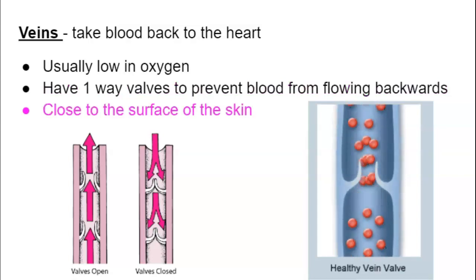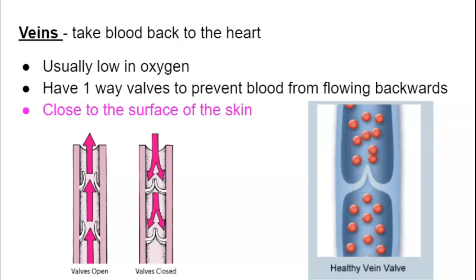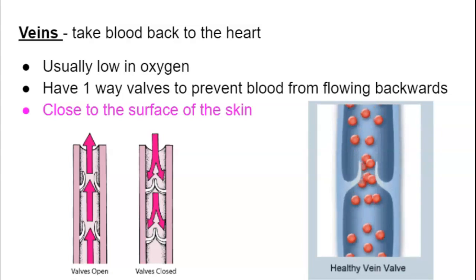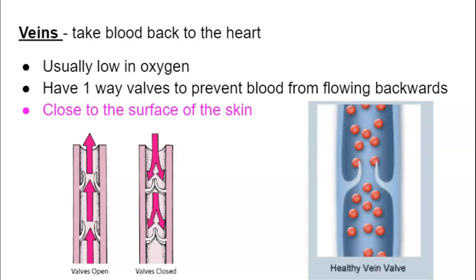And these are really close to the surface of the skin, which is why we usually see a lot of our veins. They appear blue basically because the light that's coming through our skin causes them to look blue. The blood is not actually blue. It just appears that way because of the way the light is reflecting off of the skin.